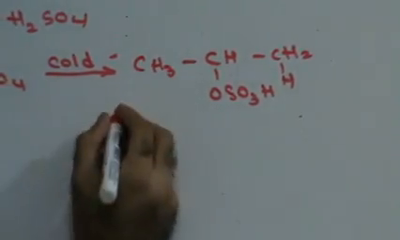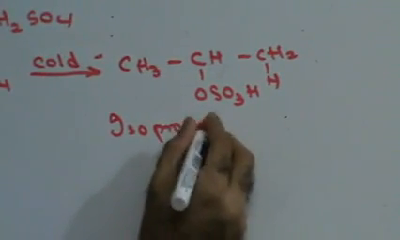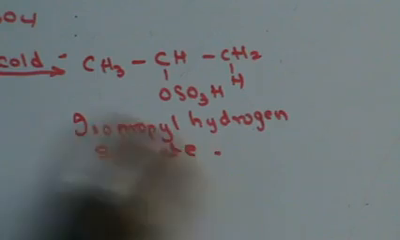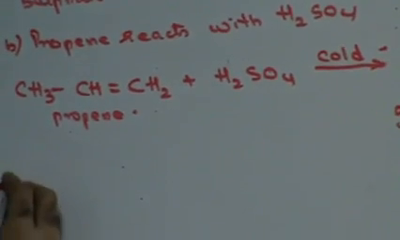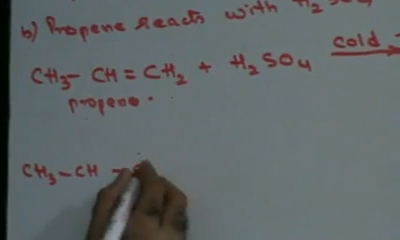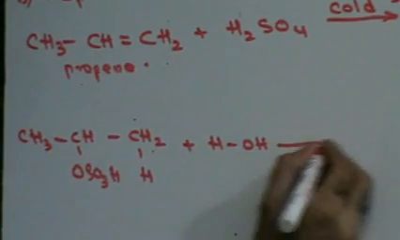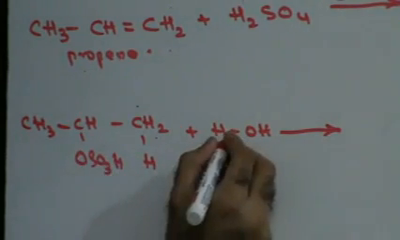So in this case, this is going to be isopropyl hydrogen sulfate. This was propene. The isopropyl hydrogen sulfate, CH3CH, CH2OSO3H, and H here, will react with hot water to give you sulfuric acid back. That means this OSO3H will react with this H to give you H2SO4. Plus, instead of that OSO3, you will have substitution, OH will go there.